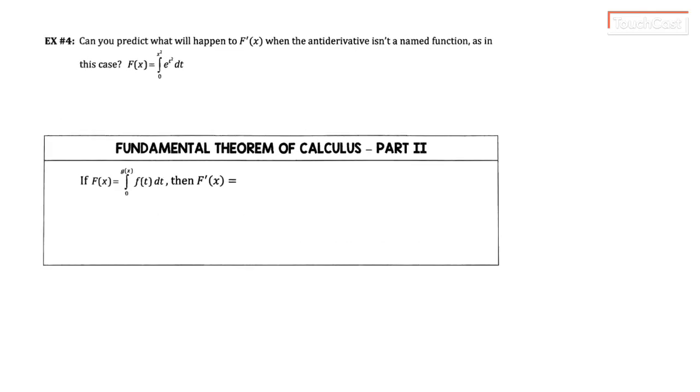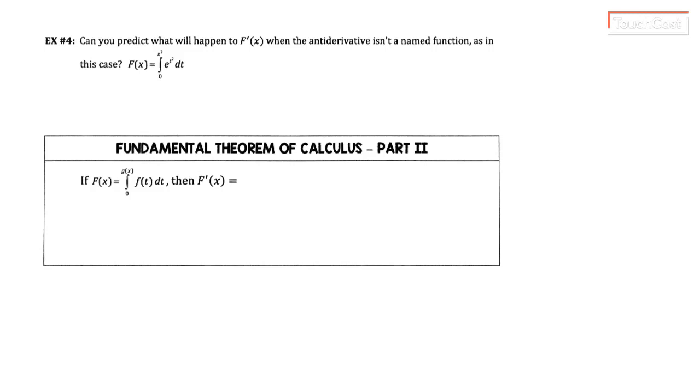So now in example 4, we want to see if we can predict what's going to happen to the derivative of big F when the antiderivative is not a named function, as in this particular case. So we know from our last lesson, the integral of e to the x is just e to the x.